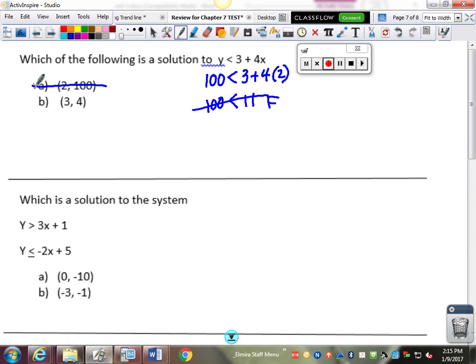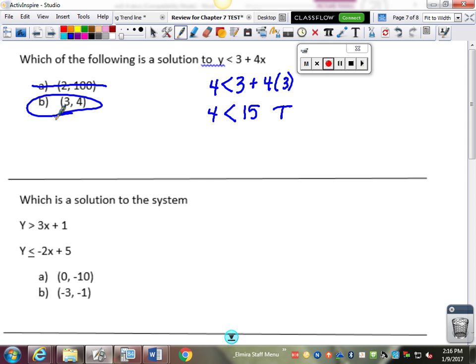Okay? And now, by virtue of the fact that I only gave you 2 choices, you're going to have all 4 on your test. But I want you to see what it is you are looking for. What you are looking for is the choice where when I sub in, 4 is less than 3 plus 4 times 3. 4 is less than, let's see, 12, 15. That's true.